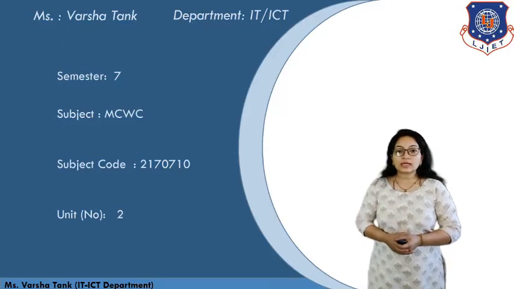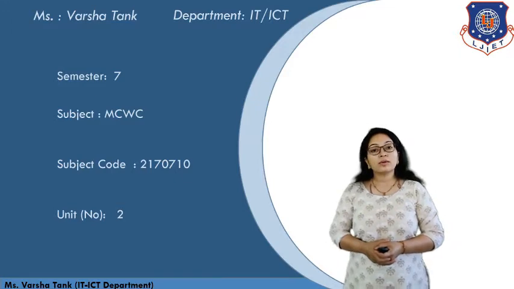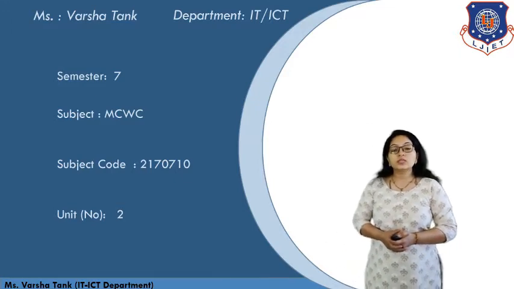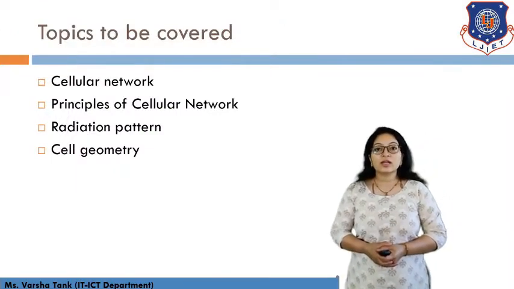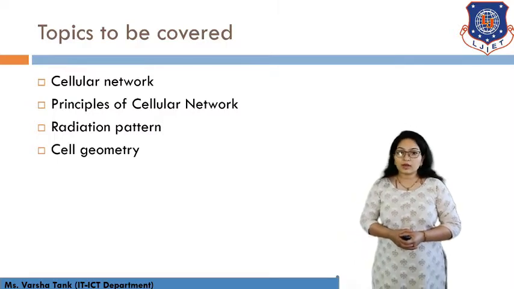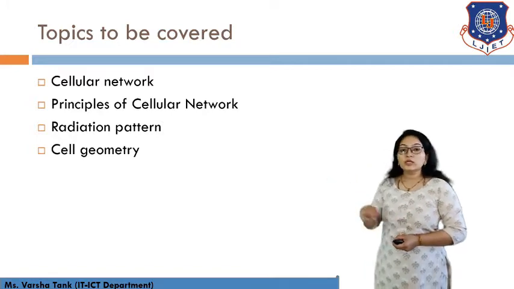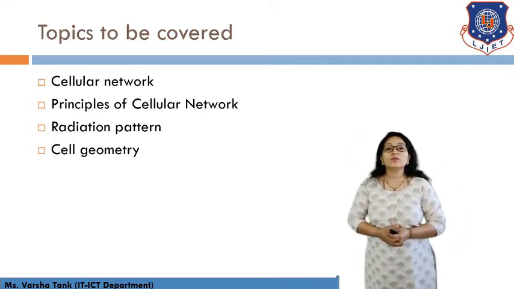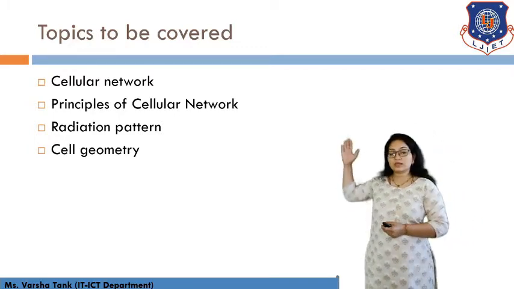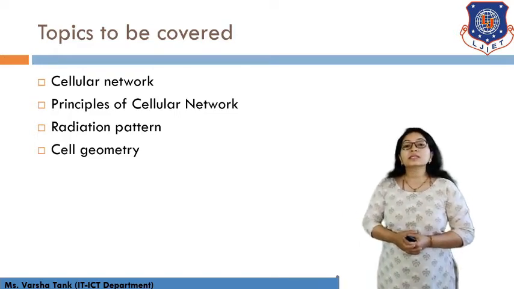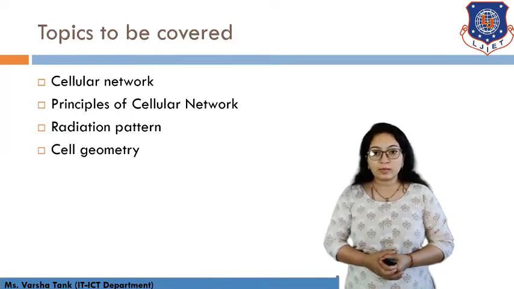Okay, so today we are starting the new unit, that is unit number 2. Till last lecture we have covered all the topics of unit 1. So topics to be covered in this lecture are cellular network, principle of cellular network, radiation pattern and cell geometry. We first will cover the concept of the cellular network. This concept we will study in detail where it is used in the next upcoming chapter.